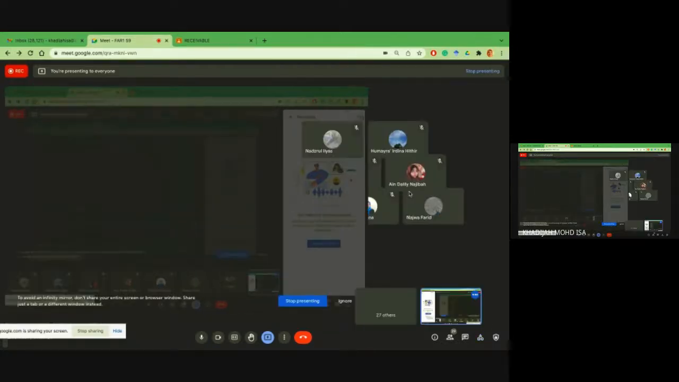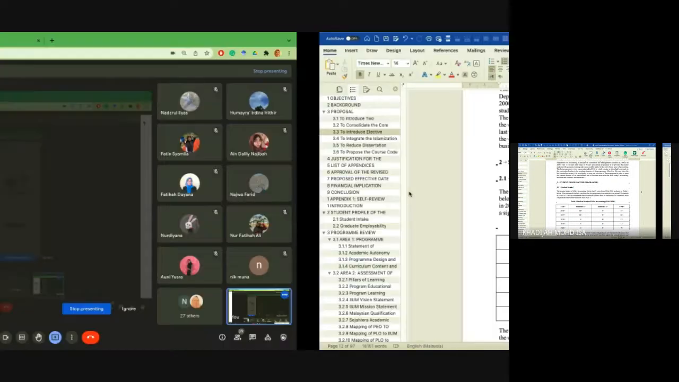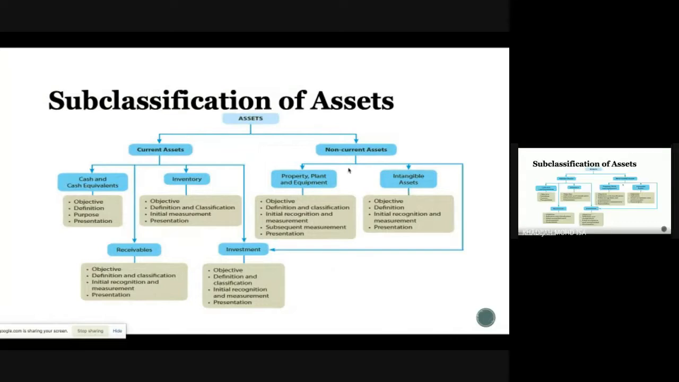Okay, coming back to the PowerPoint slide. On the receivable, let's look at the overall picture of the asset. We have the current asset and the non-current asset. Under current asset, you have cash and cash equivalents, which we covered in the previous class, and then we also have inventory, which we have also covered. We have receivable. So here is what we are looking at.